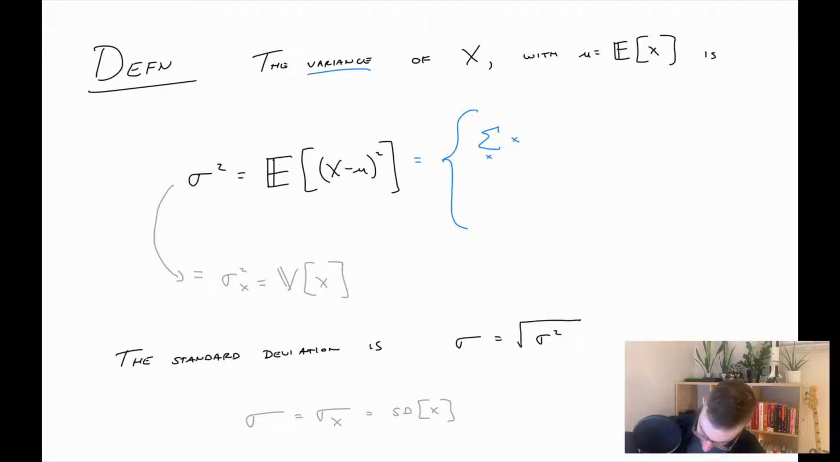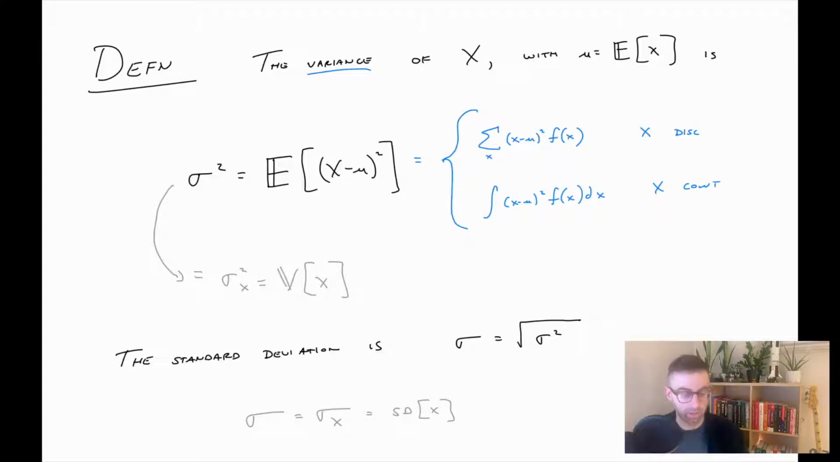X minus mu squared times f of x. So this is for x discrete. And then if we integrate instead, in the continuous case, that is the variance.